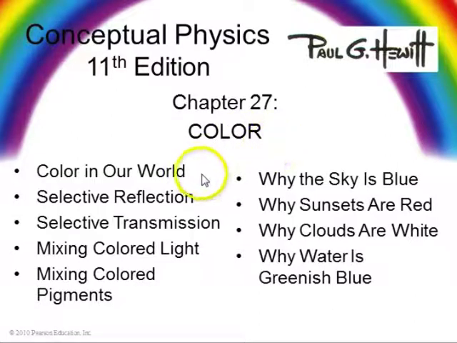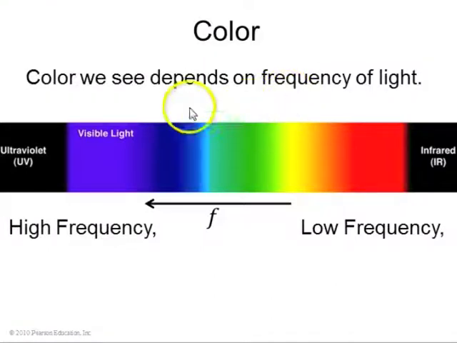Okay, so today's chapter is all about color. The color that we see depends on the frequency of the light. So here I show light increasing in frequency from red up through yellow, green, blue, and violet being the highest frequency. If the frequency of light is lower than red, then we can't see it. It's not really light. It just looks black. And the name for that kind of electromagnetic radiation is infrared.